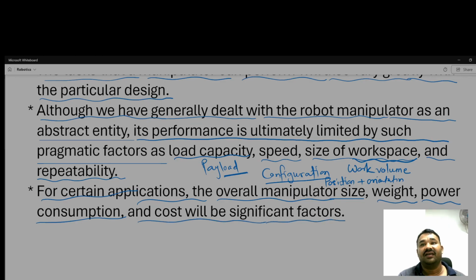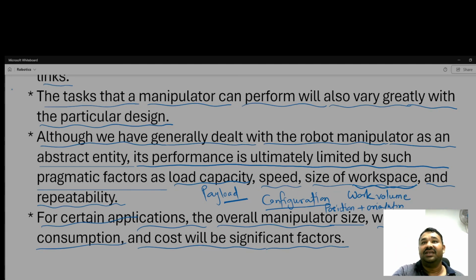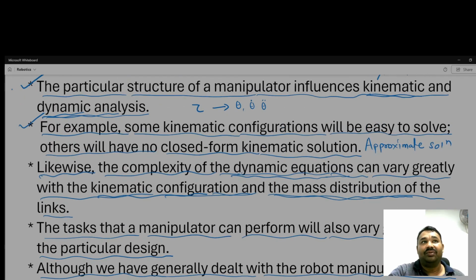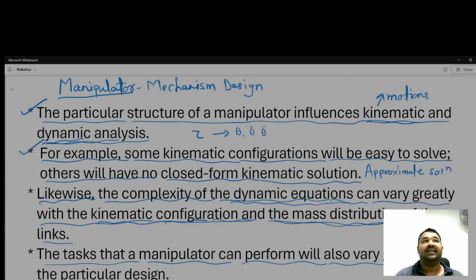Next, for certain applications, the overall manipulator size, weight, power consumption, and the cost will be significant factors. Okay, so let's summarize this. What are the factors which are going to affect the performance of the manipulator? It's the structure, load capacity, speed, size of workspace, weight, power consumption, cost. We have to take care of these while designing the manipulator, so that we can get more and more performance. So with this, thank you.